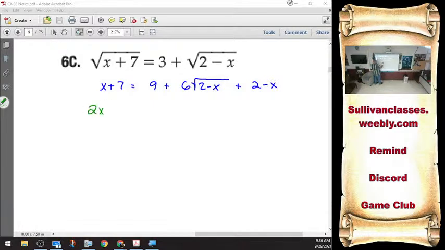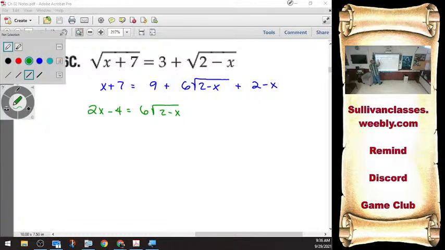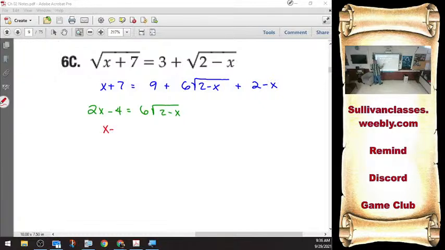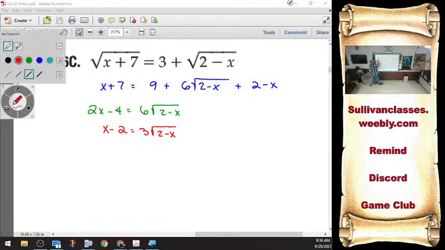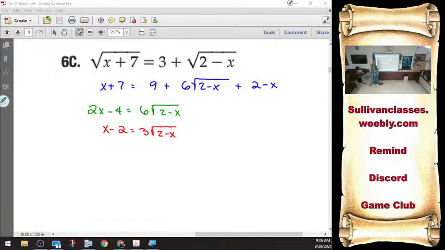Get 2x. That's 11. Subtract minus 4 is 6. Square root of 2 minus x. If I can divide to make my life easier, I will. No, you'd just end up reducing later. It's just, do I clean up now or do I clean up later? I still got to clean it up, right?